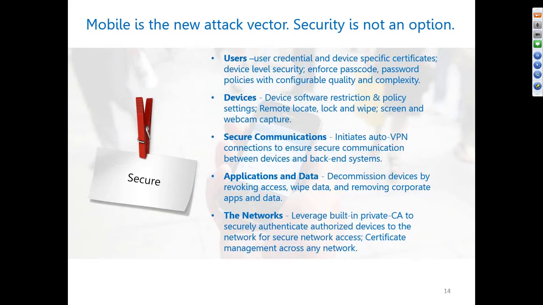So mobile is really the new attack vector, and security is not an option, as we talked about. When you think about security, we've got to address security for the users, devices, the communication, applications and data, and your network. I'm not going to drain this slide all too much, and I know Adam will be anxious to talk about this and has addressed security just a couple of seconds ago. But you have to make sure that there are functions or features within the mobile enablement tool that will secure the user's identity and provide that level of control or security for the user.